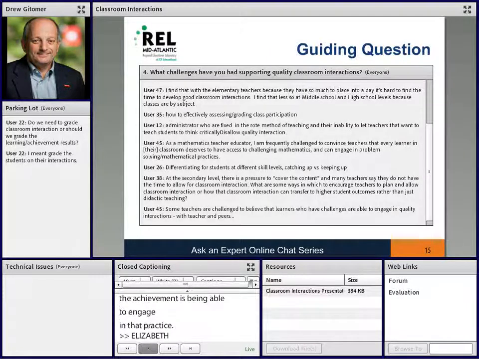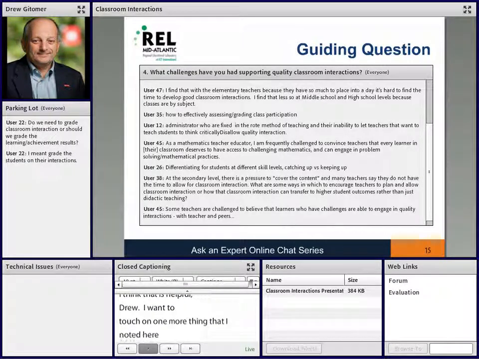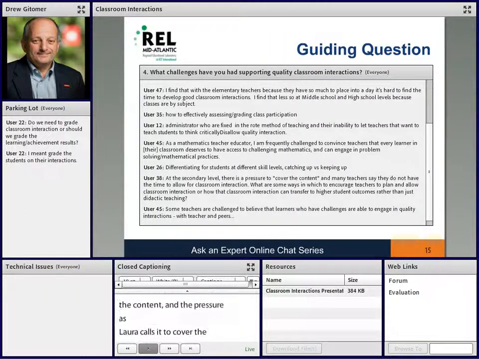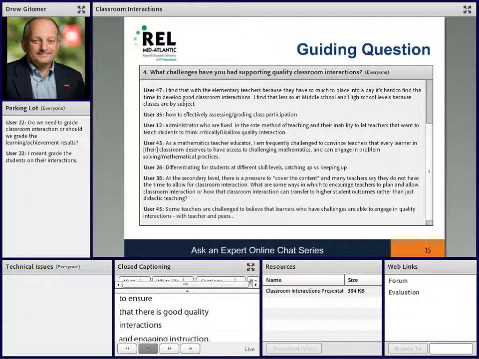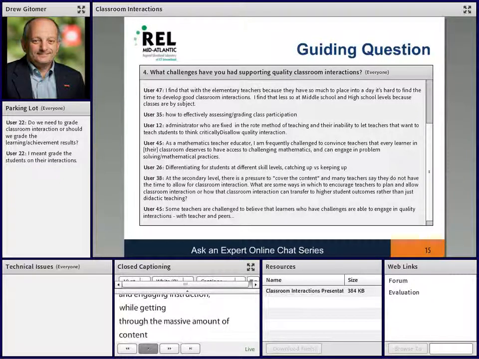I want to touch on one more thing that I noted here in the guide, in the response to this question. Both Jennifer and Laura speak about the content and the pressure, as Laura called it, to cover the content and trying to figure out how to ensure that there's good quality interactions and engaging instruction while getting through maybe the massive amount of content that needs to be taught. Do you have any suggestions, or from the research you've done, have any findings that would help them with this struggle they are experiencing?